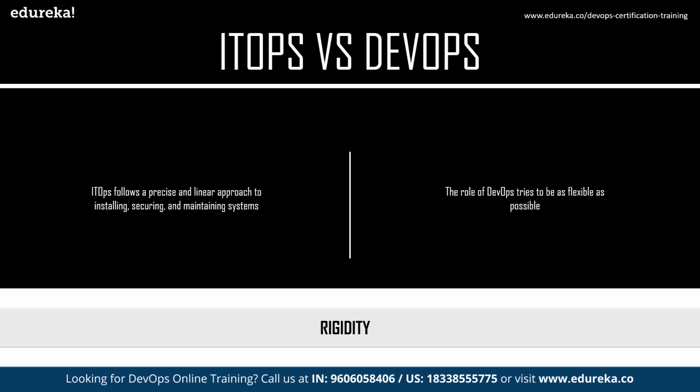On the other hand, the role of DevOps tries to be as flexible as possible, experimenting with different approaches to find the fastest and the most suitable solution. DevOps mostly uses agile software development methodology. And for all of you who don't know what this methodology means, it really breaks the process into small increments called sprints, which gives the developers more freedom to apply frequent changes.